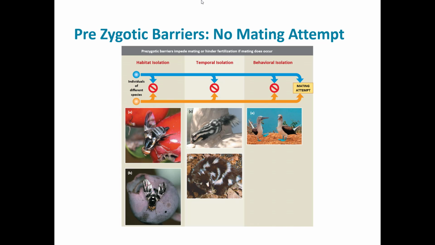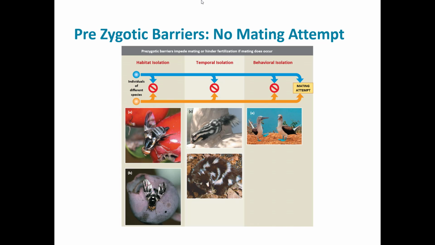Temporal isolation is when two species mate at different times or are out at different times. An example from your book is the western and the eastern spotted skunk. They have different breeding times, and therefore even in areas where they overlap, they're not going to try to mate because they are mating at different times of the year. That's temporal isolation.